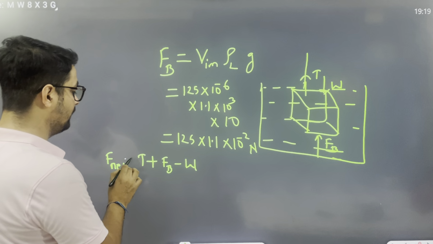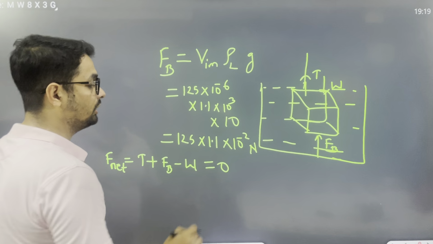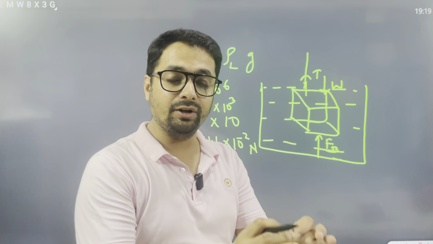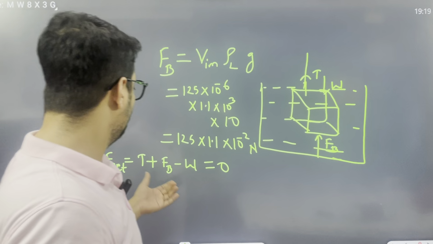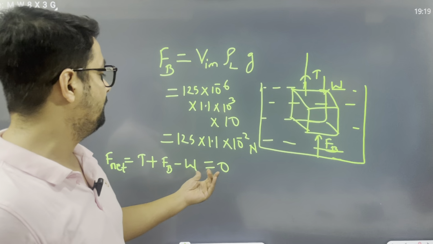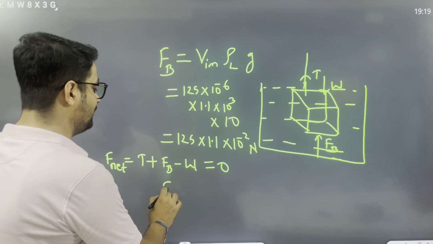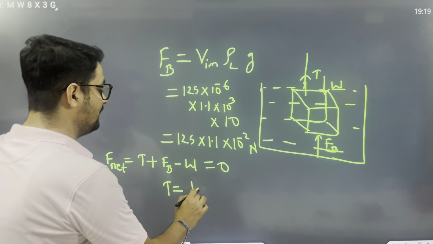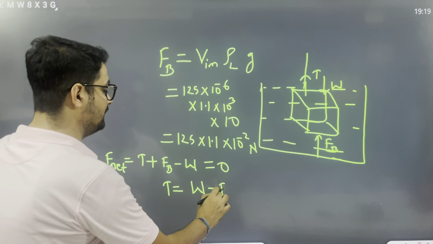So F net is what? F net equals 0. In equilibrium condition, what happens? The net force equals 0. So this is the net force, and this net force will be 0. It means what will be the tension? Tension can be written as W minus FB.